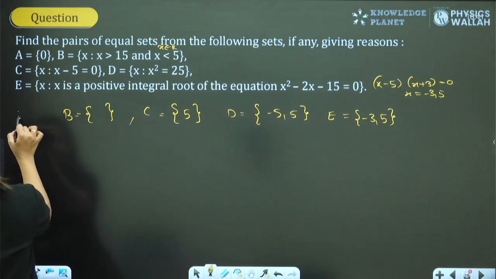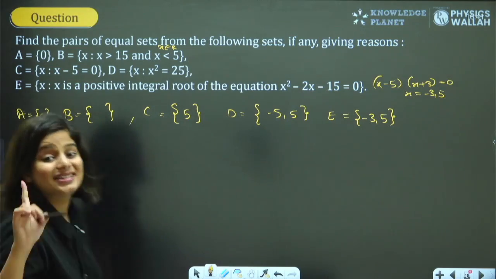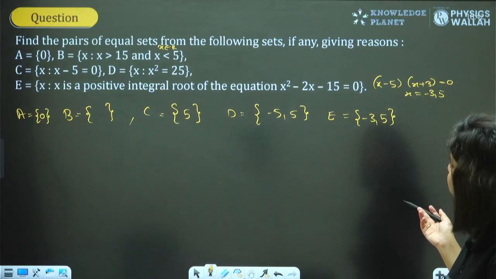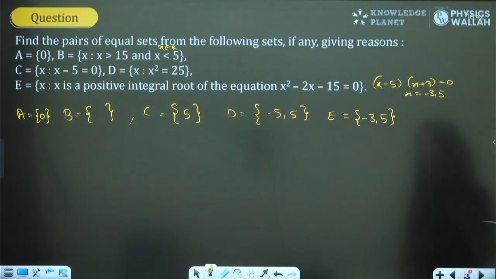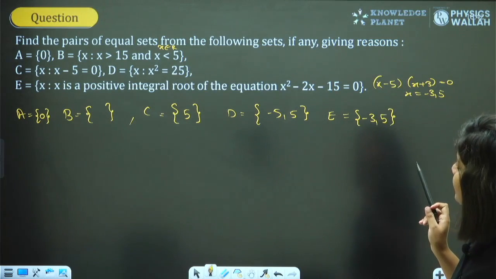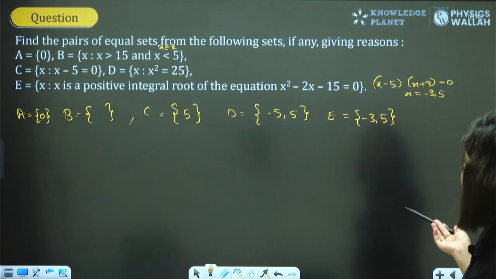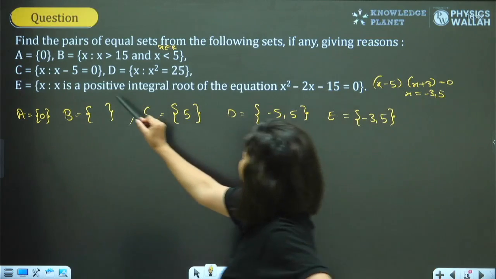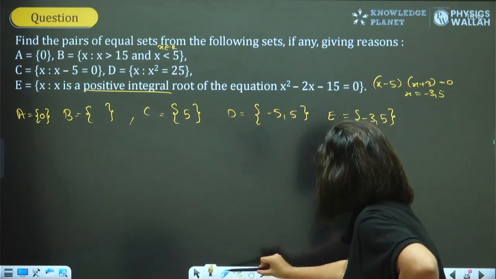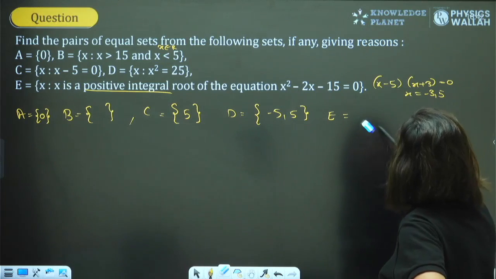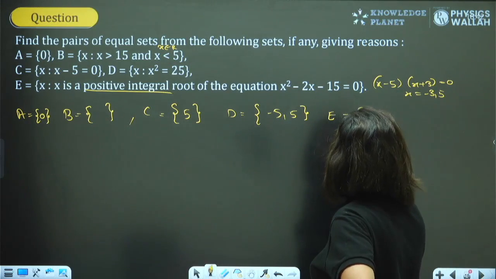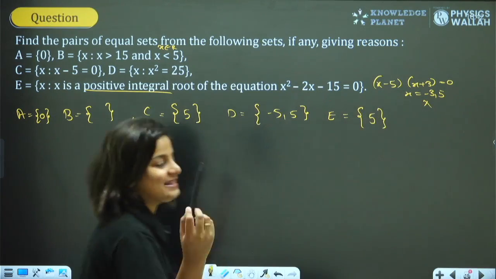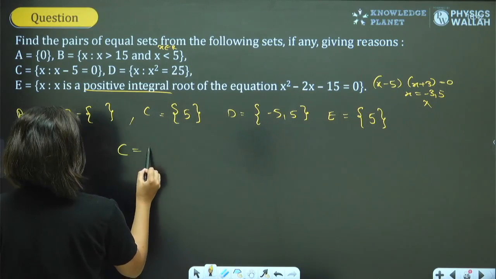Okay, A is already there. A is not empty, yeah? It's singleton. Which of them are equal sets? Check, check, check. D, x square is 25, x is minus plus 5, right? Here, positive integral root. This is the catch. If they say positive integral root, I will not write minus 3, but just plus 5. Minus 3 will be discarded. And from here I can see C set is equal to E set. C is equal to E. Anything else?